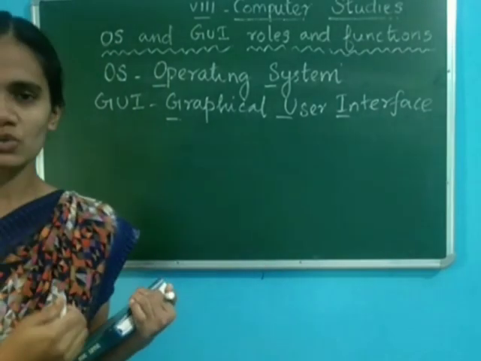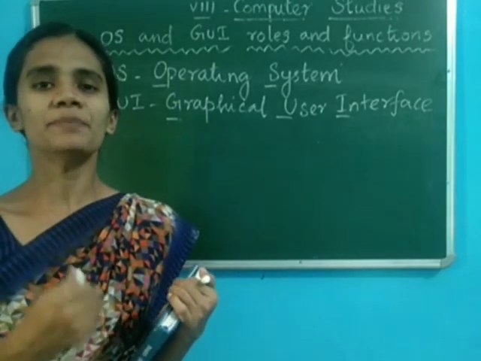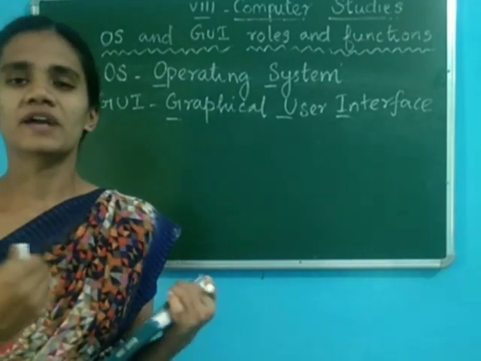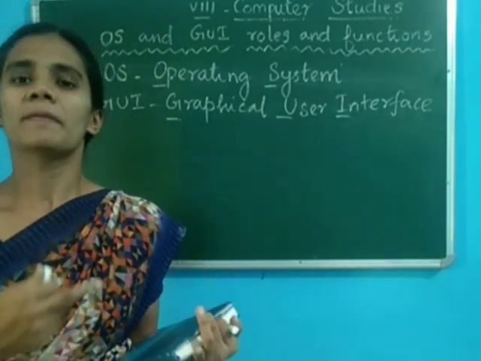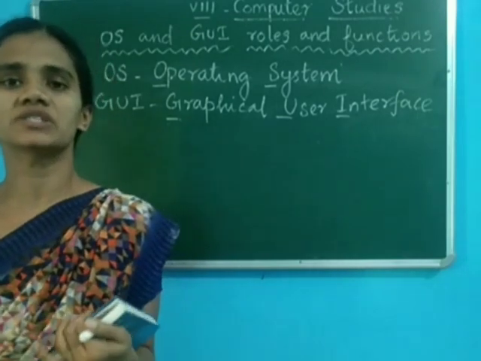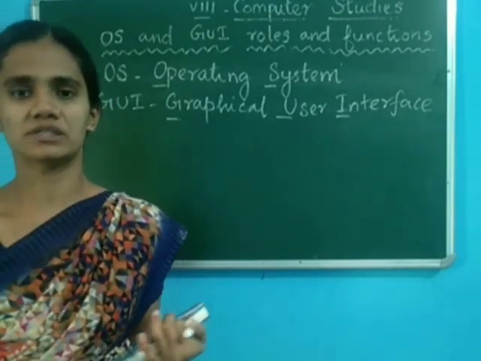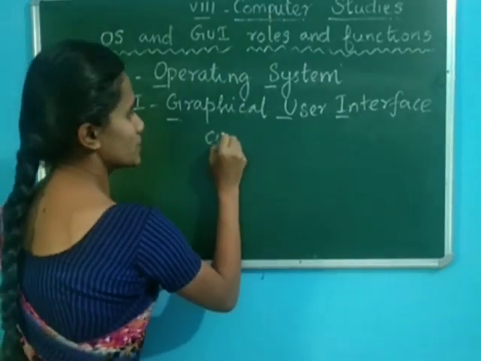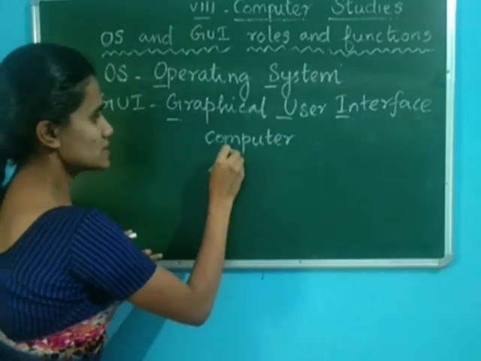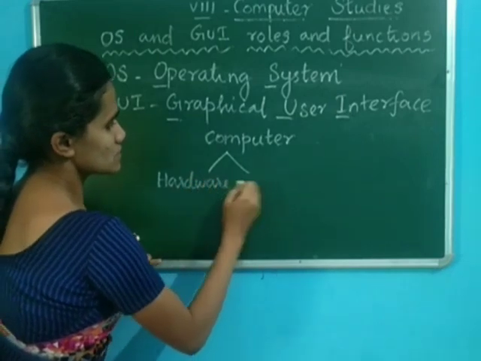Before we discuss these two topics, we will discuss the computer. A computer is a device which is used in various fields. At home, in banks, educational institutions, industries, in various places we have started to use the computer. Without computers, none of the work is moving nowadays. Now, consider a computer. It has two major components. One is hardware. The second one is software.